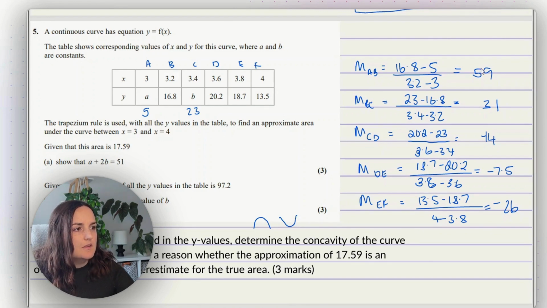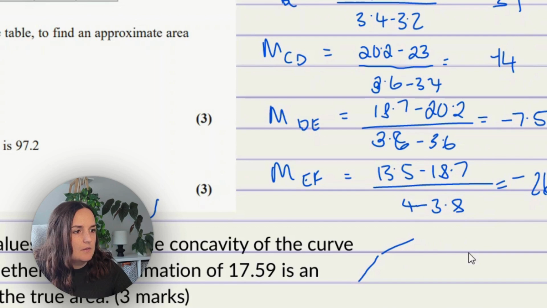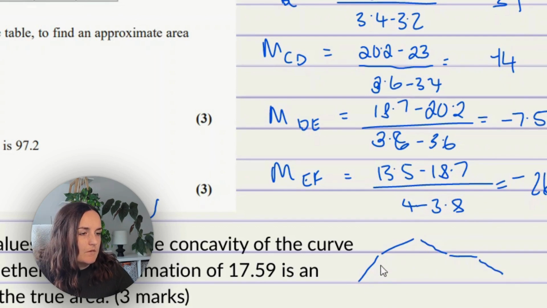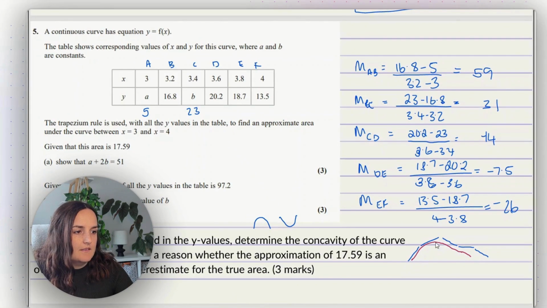So I'm going to show you. So we start off with a very high gradient, like 59, so something very steep. Then it gets less steep at 31. Then it becomes negative. So it looks like here it's concave, concave, and then here it kind of turns the other way a little bit again because it gets less steep and then it gets more steep again. So for most of this function, it's concave.